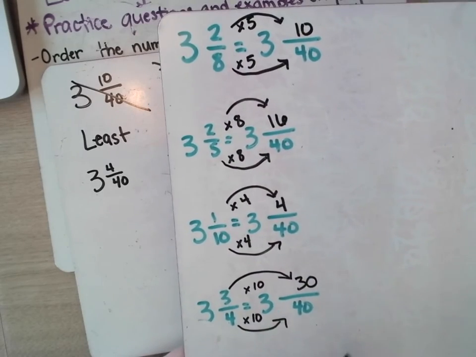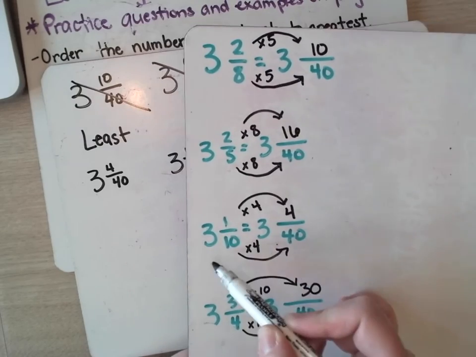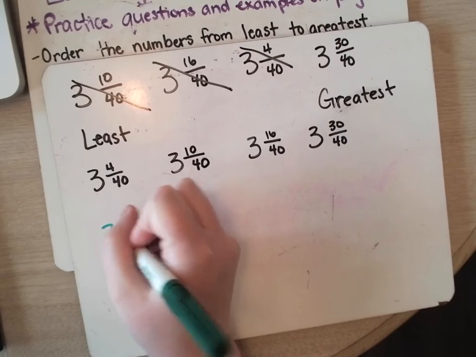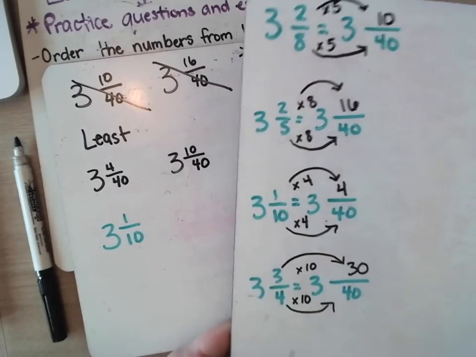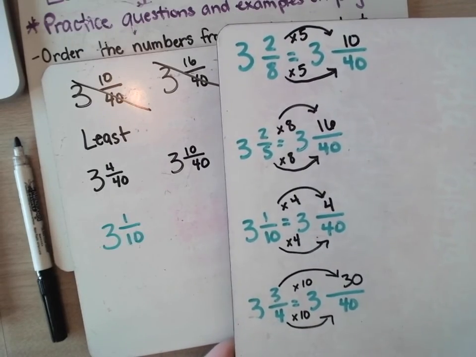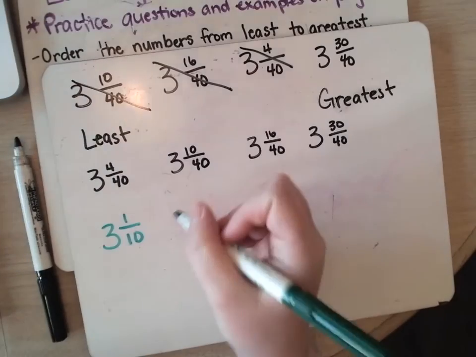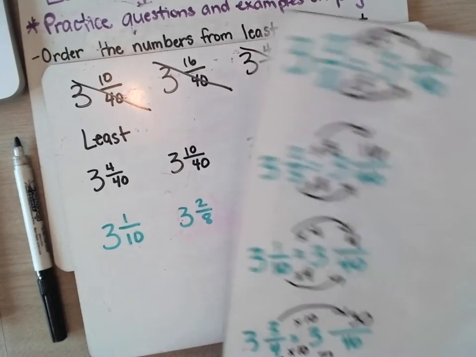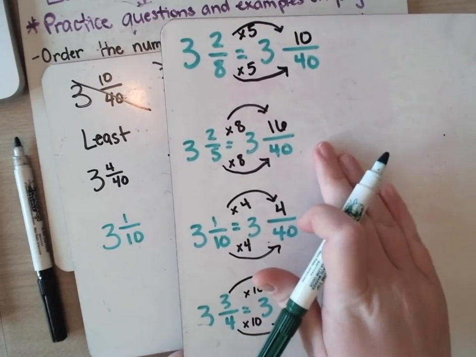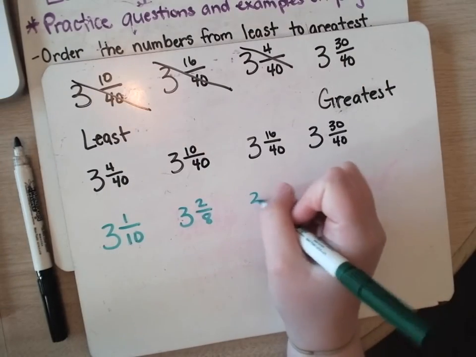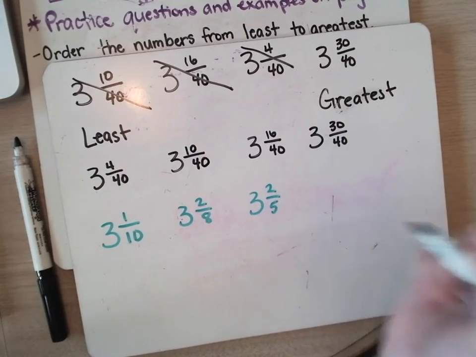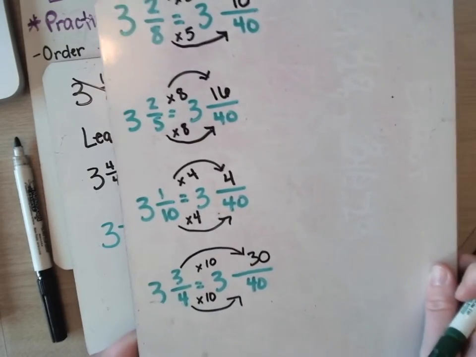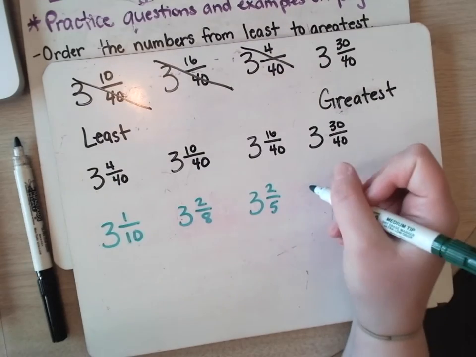So 3 and 4/40 right here was equivalent to 3 and 1/10. So I'm going to write that right below it. 3 and 1/10. 3 and 10/40 was equivalent to 3 and 2/8. 3 and 16/40 was equivalent to 3 and 2/5. And 3 and 30/40 was equivalent to 3 and 3/4.